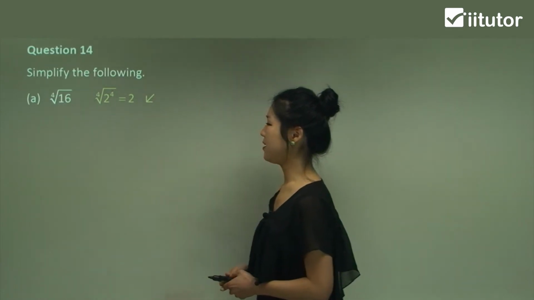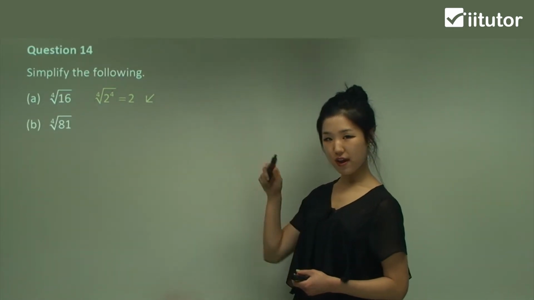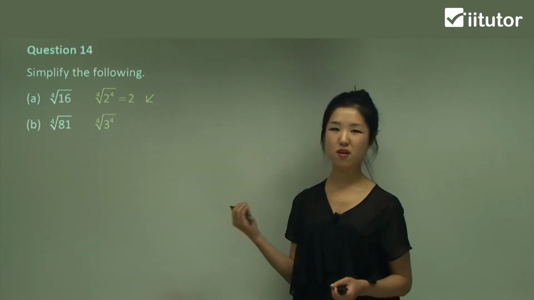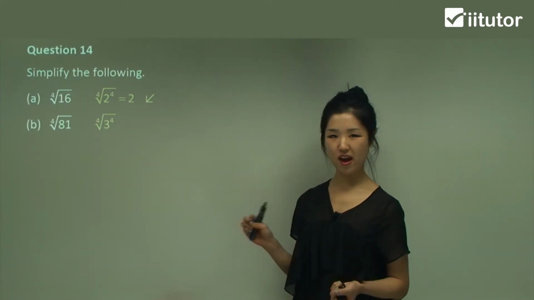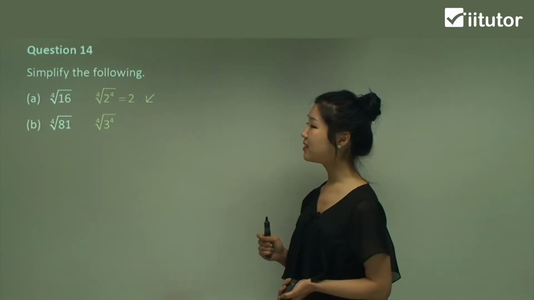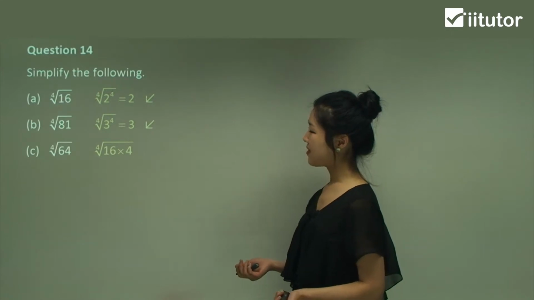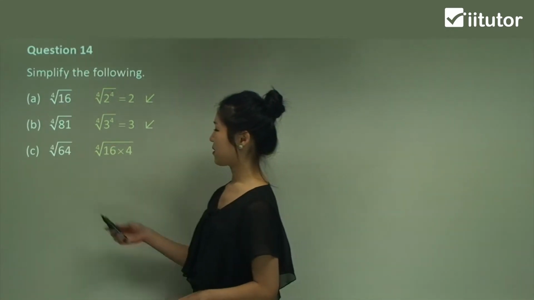So let's try the next one. 4th root of 81. 81 is 3 to the power of 4. Again, guys, you might not be able to do this straight away. You can use your calculator to do a bit of trial and error. And therefore, the answer is just 3. Easy, isn't it?